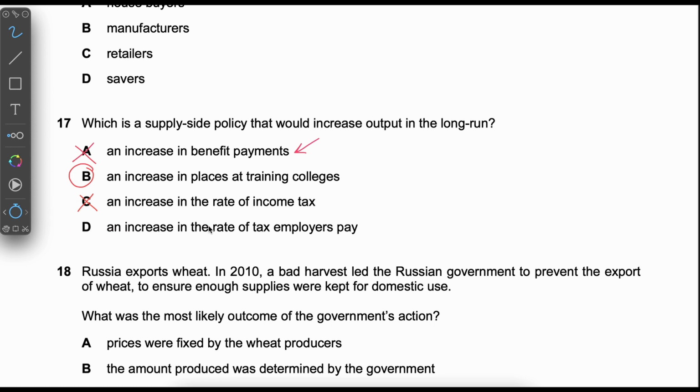And an increase in the rate of tax employers pay. If you think in a business mind and you have to pay more tax for your employees, you are less likely to hire employees. If you have a lower labour force, you're most likely going to produce less. So that will decrease your output in the long run. So our answer is B.